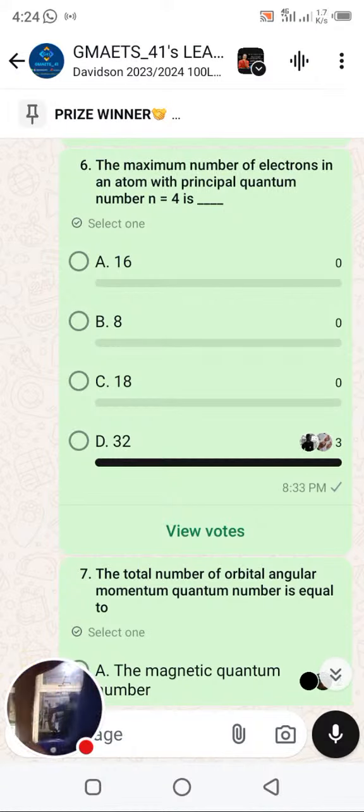Let me turn off this fan. Alright, so I'm hearing something, okay, let it not disturb you guys.